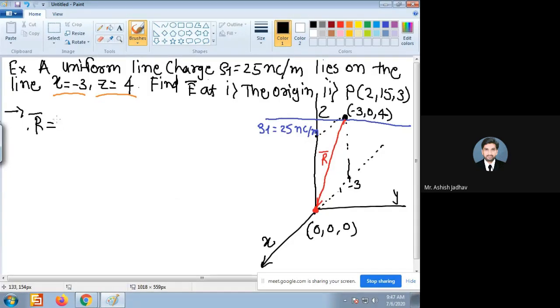So this vector R bar is equal to 3 a bar x minus 4 a bar z, right? So unit vector of this, a bar r, is equal to 3 a bar x minus 4 a bar z, sorry, this is going to be a bar z.